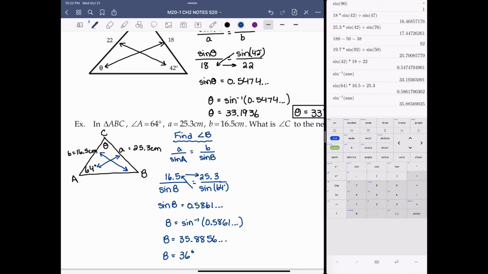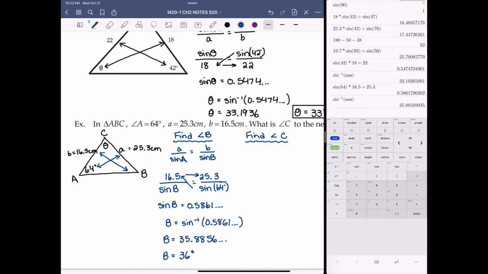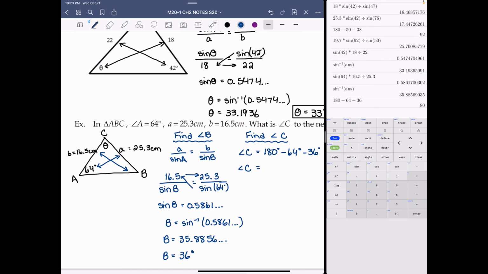Then we want to find angle C. We know that the three angles in the triangle add up to 180. Angle C equals 180 degrees minus the angle we were given, 64 degrees, minus the angle we just calculated, 36 degrees. Angle C equals 180 minus 64 minus 36 gives us 80 degrees.